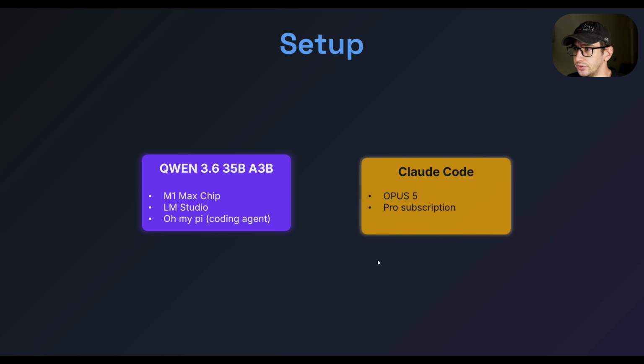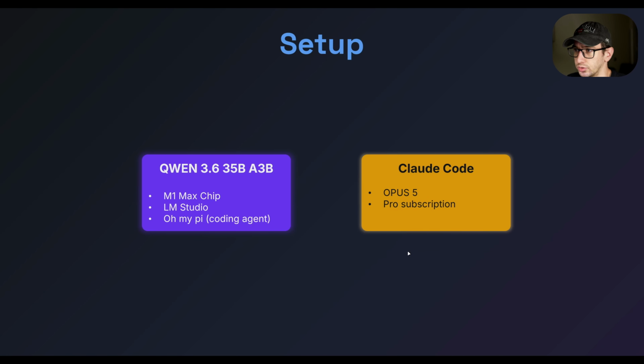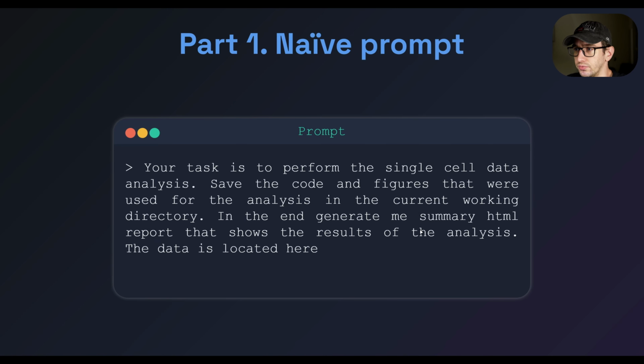In the last video I showed a comparison between Claude Code with model Opus 5 versus GPT 5.6 Sol, and in my mind Claude Code Opus 5 provided better results, so we will try to somehow get similar results by using the local model and see whether we can do something like that or not. Today we will use the same task, to perform single cell data analysis, and let's assume that we don't know the field very well, and in this case I will use this naive prompt.